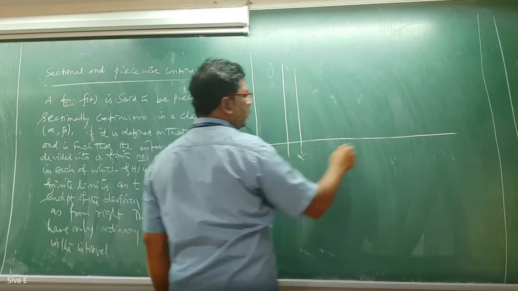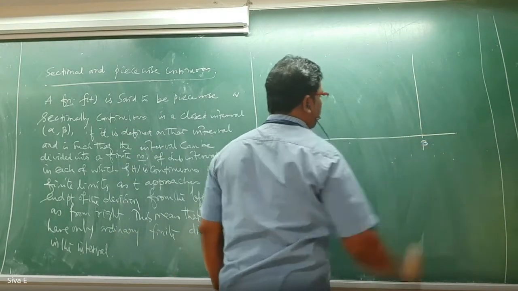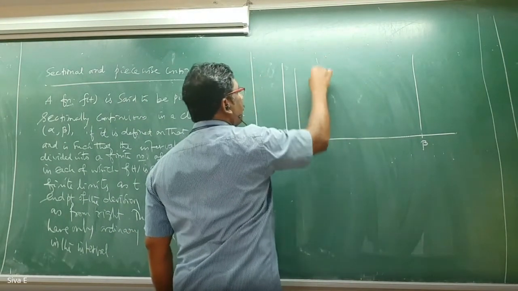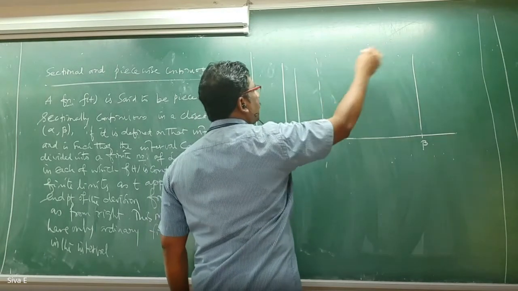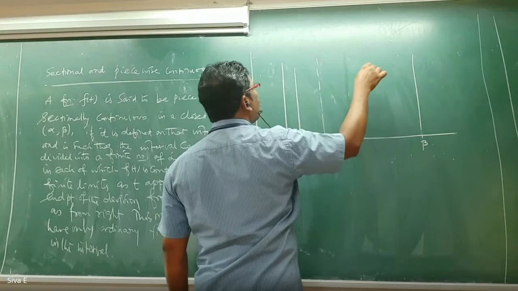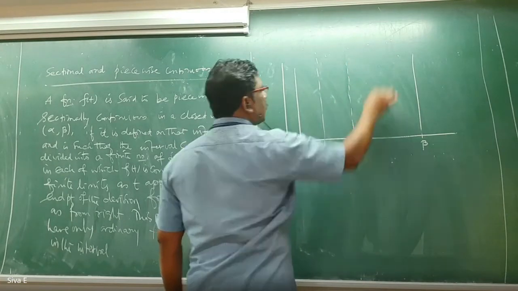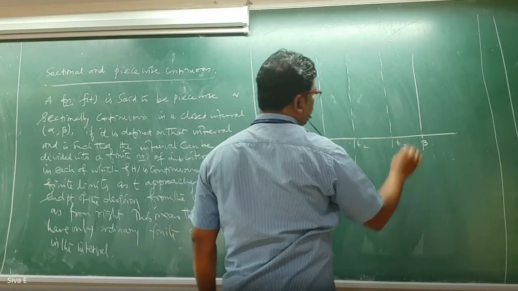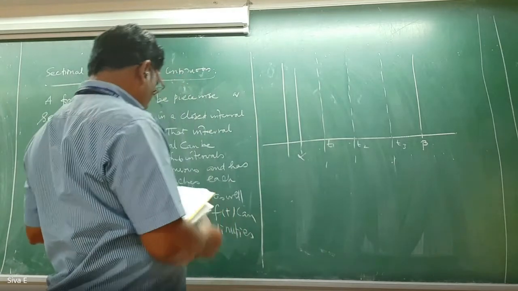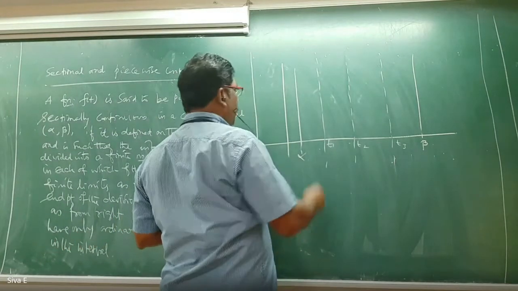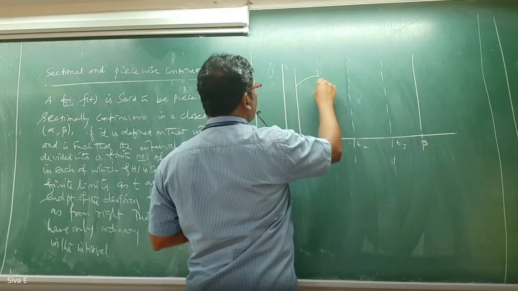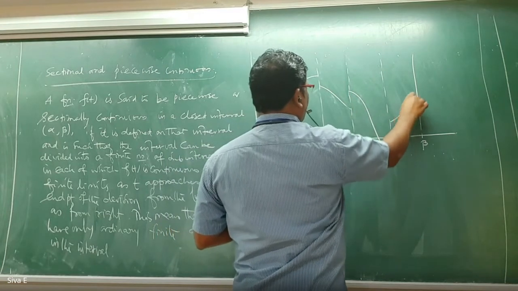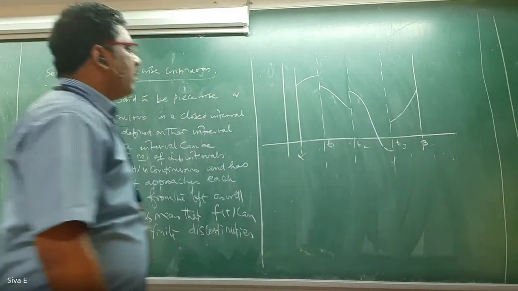Take one closed interval, alpha to beta. Here I divide that into subintervals. The subinterval values are T1, T2, T3. So alpha to beta, any function, right? These are the four different functions.